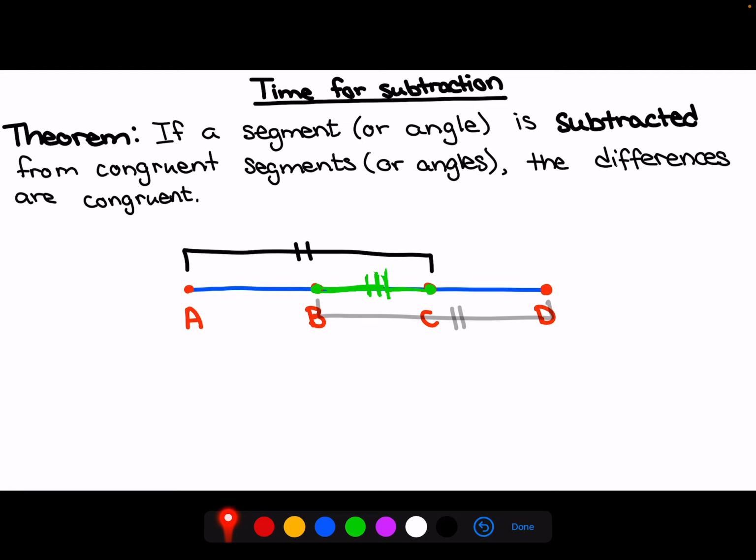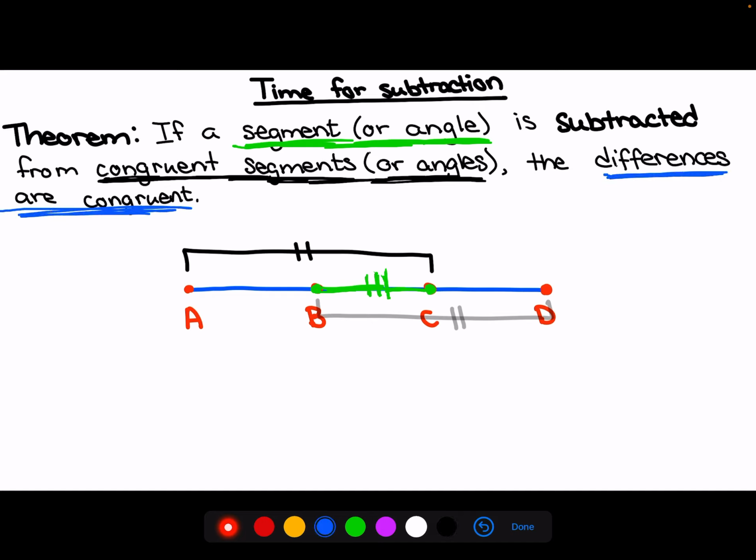So, if a segment or angle is subtracted from congruent segments or angles, those are the black ones here, then the differences are congruent. Meaning, AB, I only need one here, will be congruent to CD. So those segments are congruent.